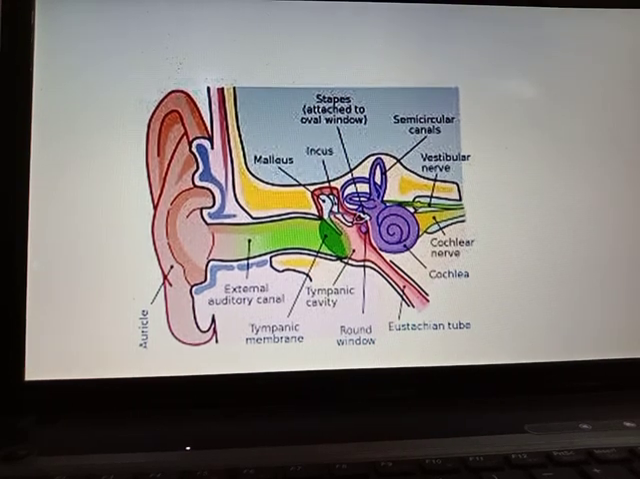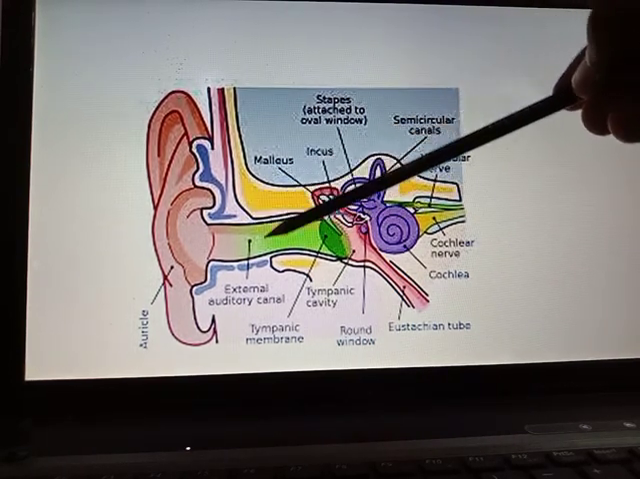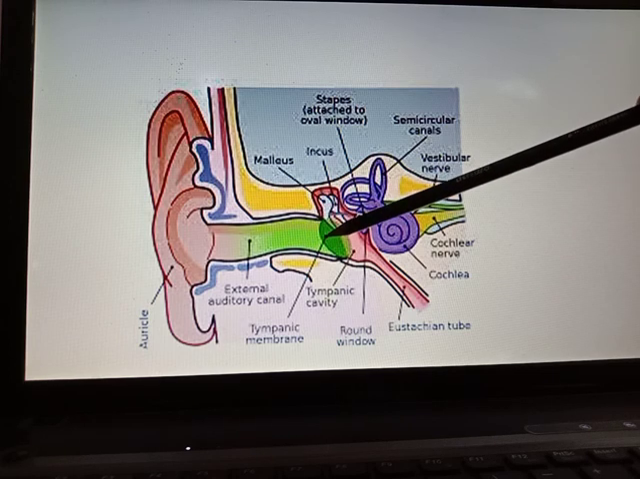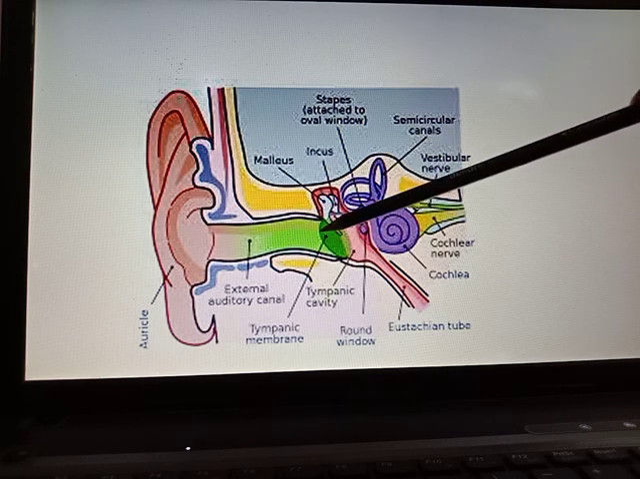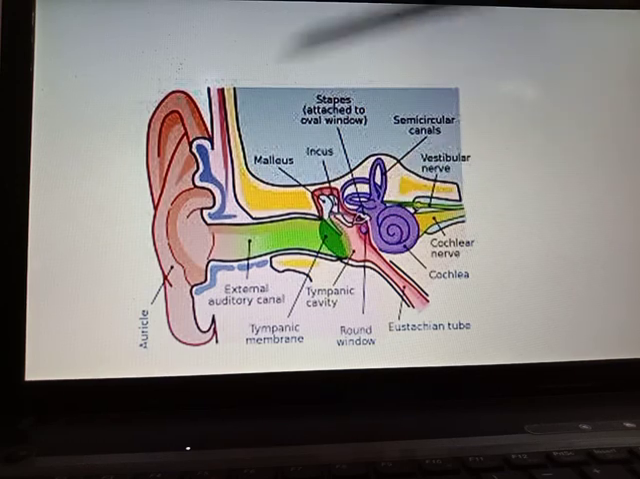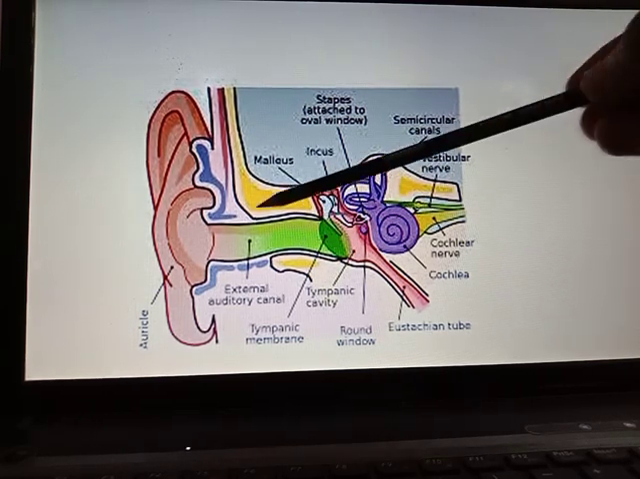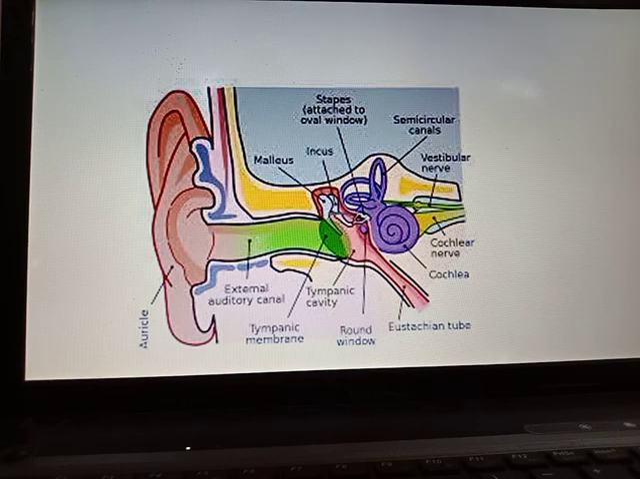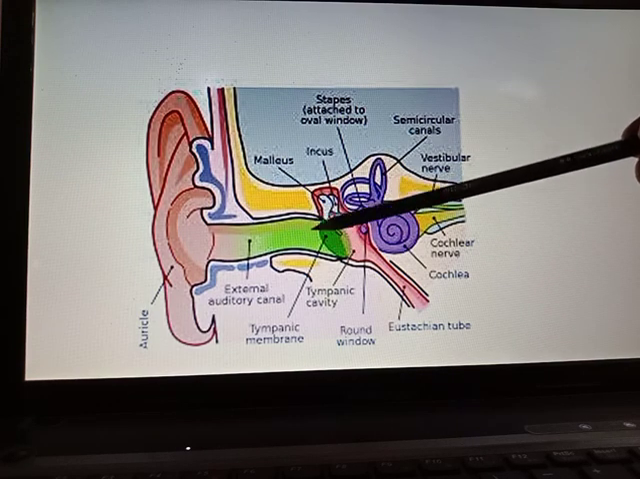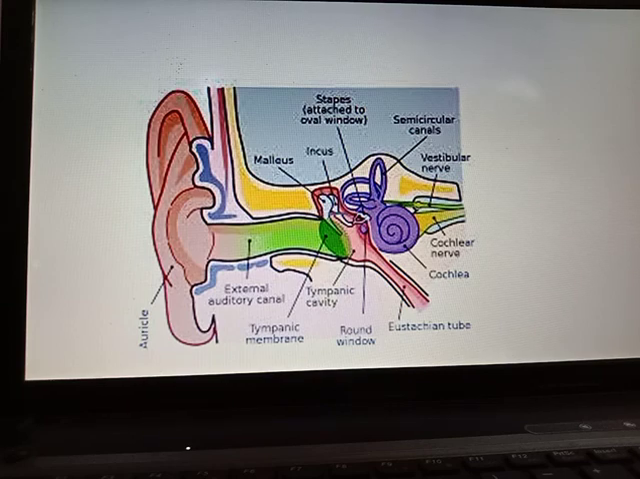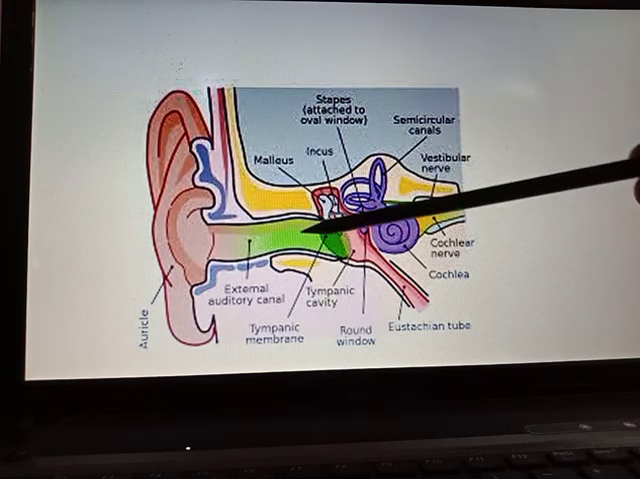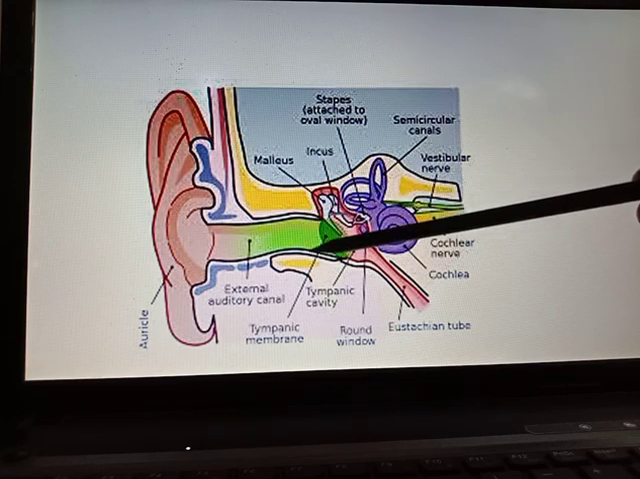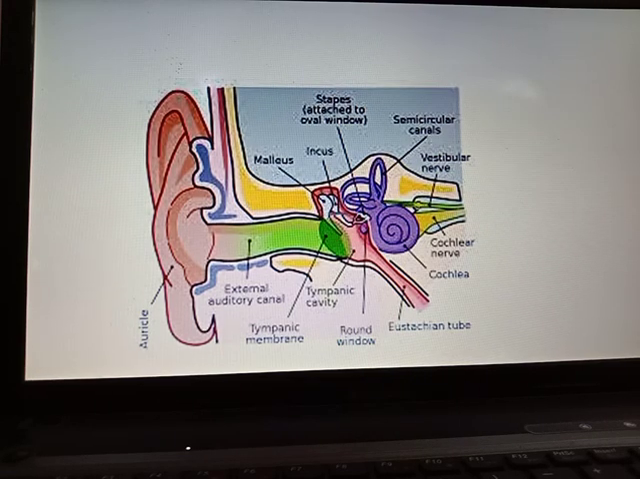So there are two constrictions in this canal. One is this region, just lateral to the tympanic membrane. This region is the junction of the cartilaginous and bony parts. There is one constriction there, and another called the isthmus, in the bony part 2 cm away from the concha, about 6 mm lateral to the tympanic membrane. This is known as the isthmus of the external auditory canal.